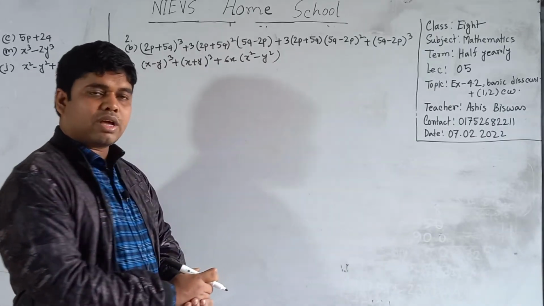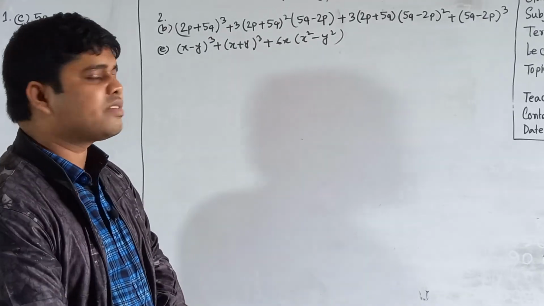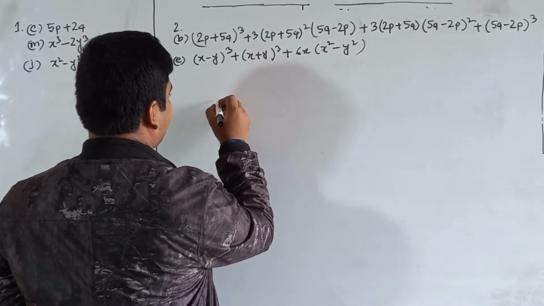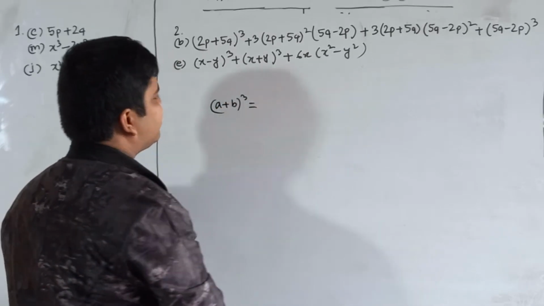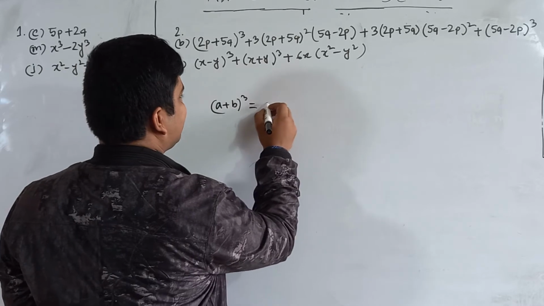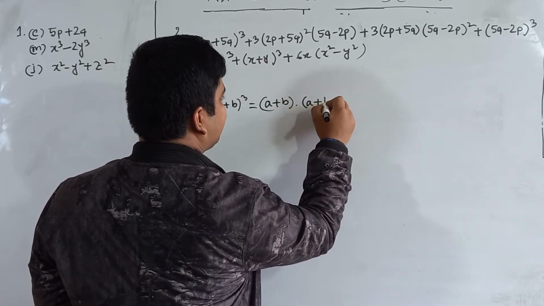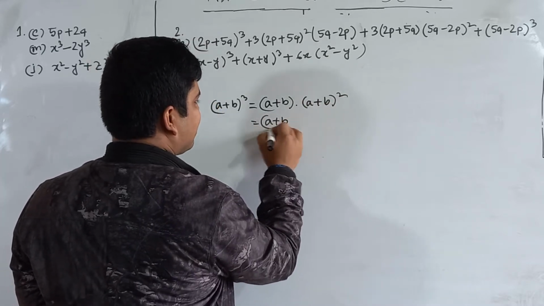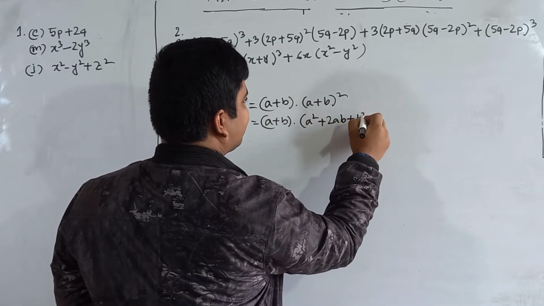At first we discuss the formula of this chapter. The name of this chapter is cubic formula, cube. So here a plus b whole cube equals what, my dear students? Notice, a plus b whole cube means a plus b into a plus b whole square. So here you notice a plus b into a square plus 2ab plus b square.